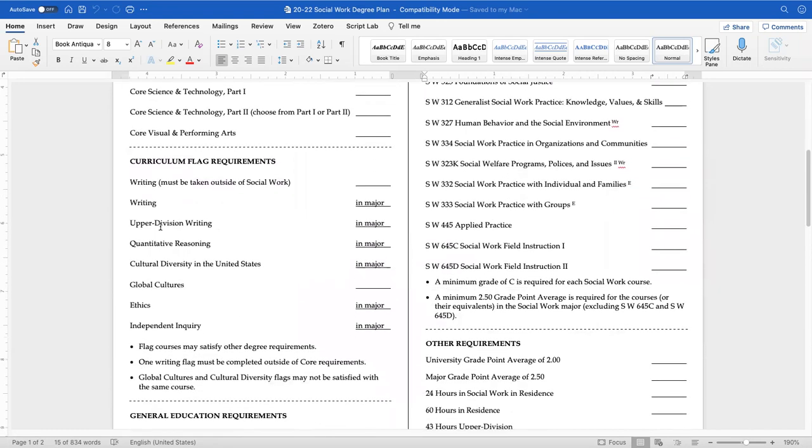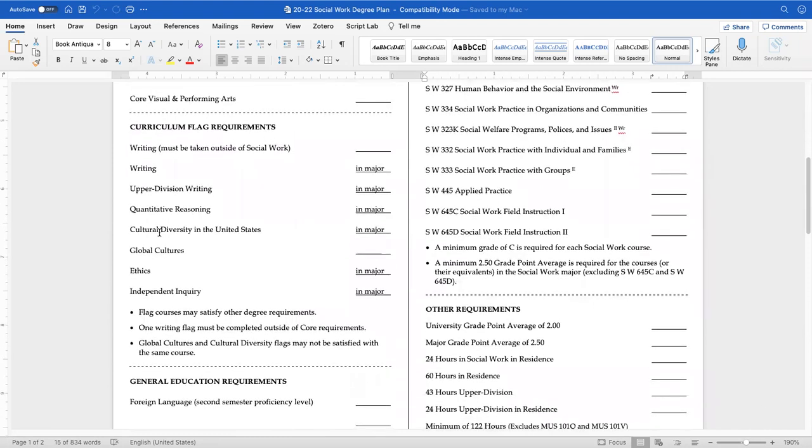So that's pretty much everything you need to know for flag requirements. If you have other questions specific to you, feel free to reach out to a BSW advisor and we can help you figure out what's the best option for you in completing your curriculum flag requirements.